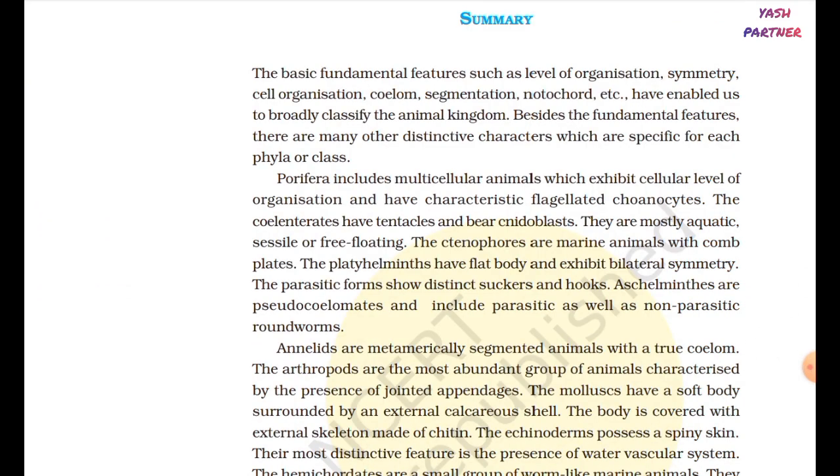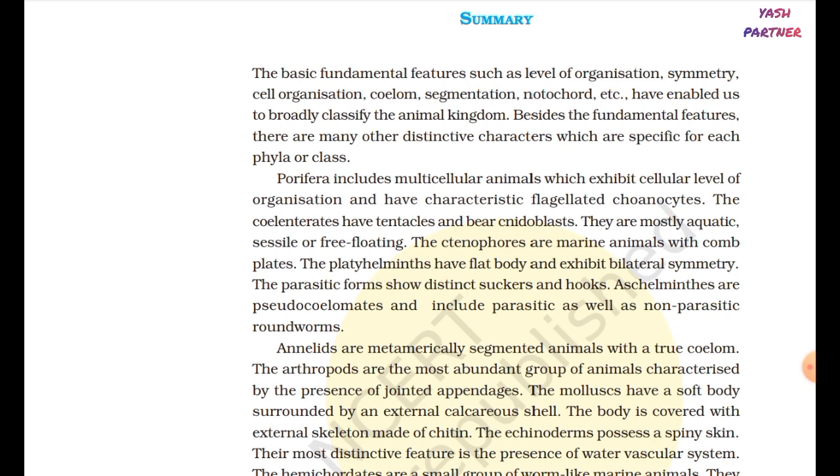Summary: The basic fundamental features such as level of organization, symmetry, cell organization, coelom, segmentation, notochord, etc. have enabled us to broadly classify the animal kingdom. Besides the fundamental features, there are many other distinctive characters which are specific for each phyla or class. Porifera includes multicellular animals which exhibit cellular level of organization and have characteristic flagellated choanocytes. The coelenterates have tentacles and bear cnidoblasts.